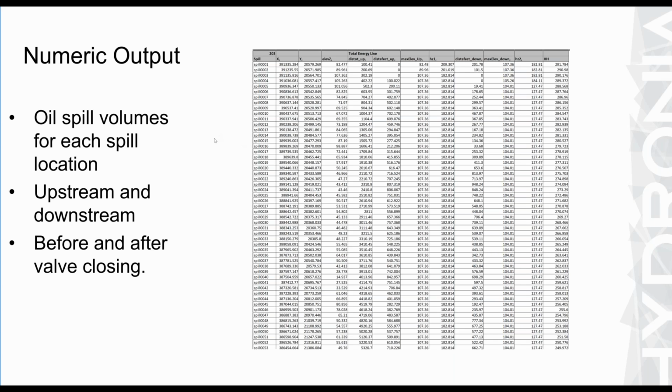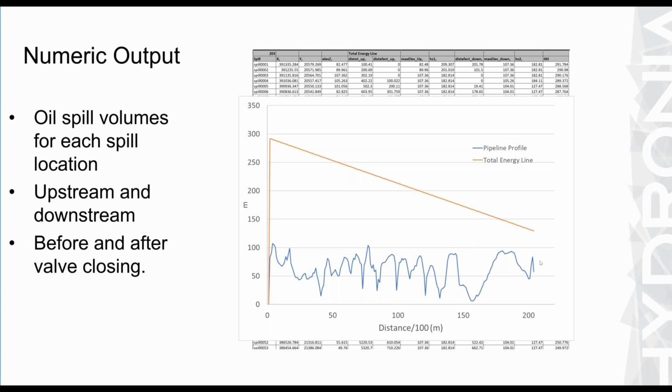And here you can see the totals and also the specific spills, either from downstream to upstream. You have also here the energy line. So you have for each spill, the spill location, the elevation of that location, the distance upstream, and the total energy line values here. And this allows you to create this plot that I showed you before.